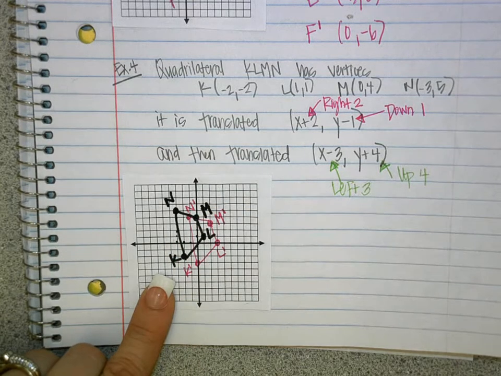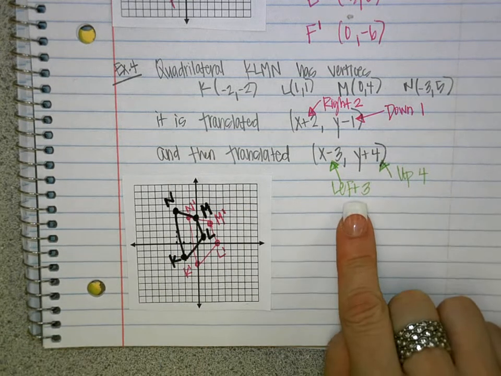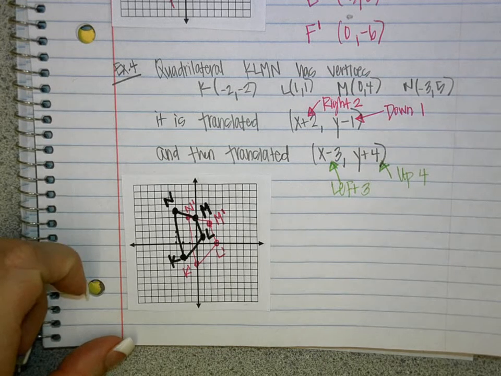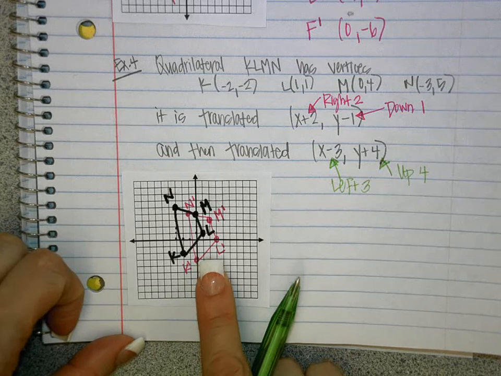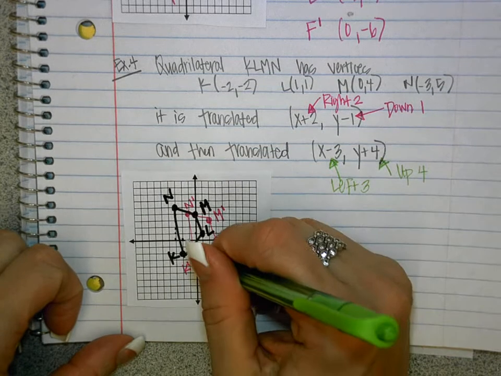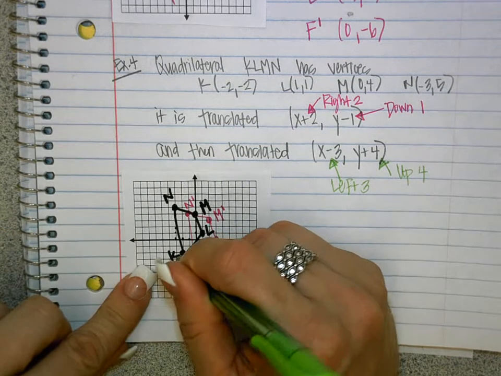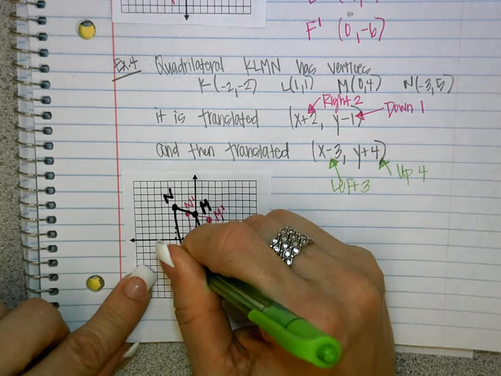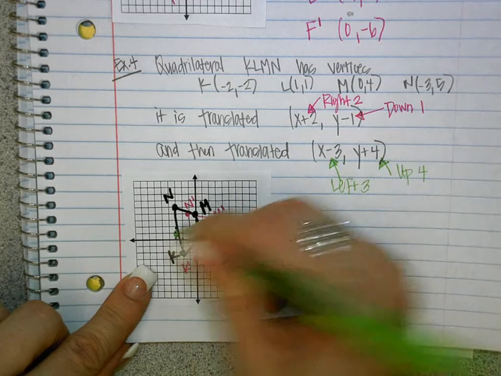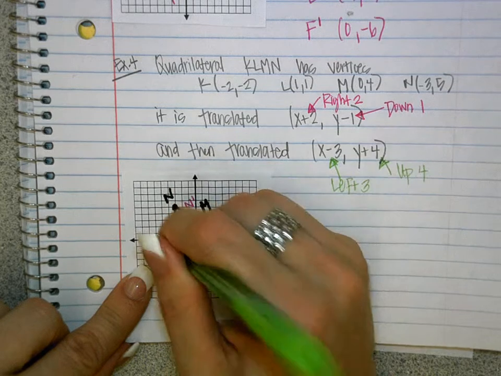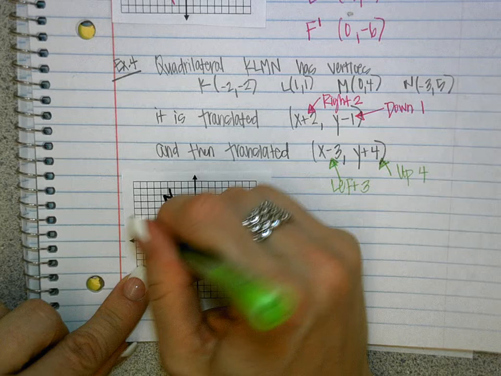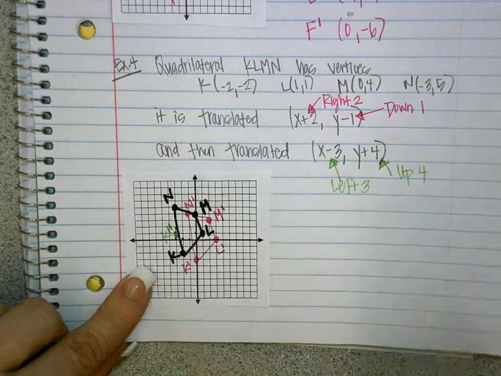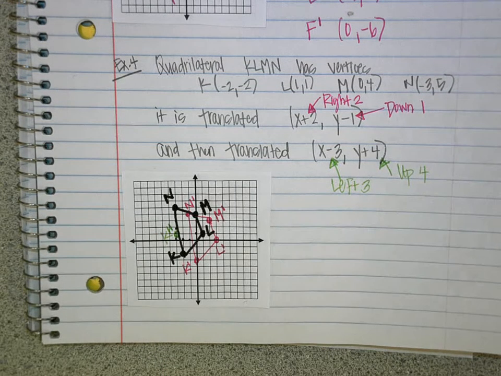Now we're going to move it again, from your prime points. So K, you're going to move left 3, so over 1, 2, 3, and up 4, up 1, 2, 3, 4. To label that, we don't write a 2 for an exponent, but you write double prime. So K, and it's almost going to look like an 11 at the top. That's called double prime.